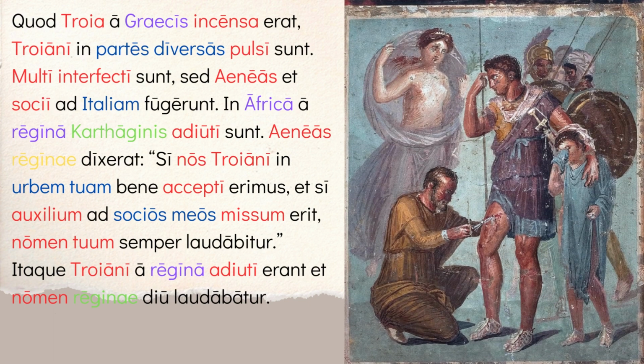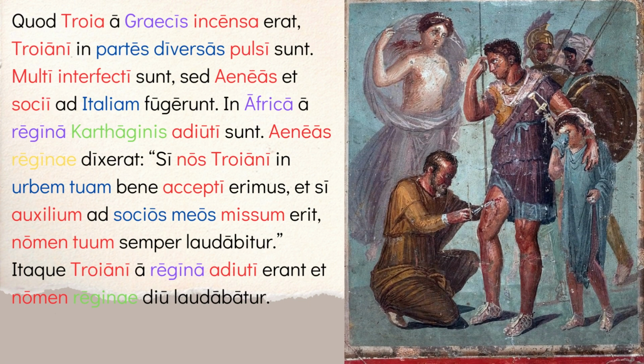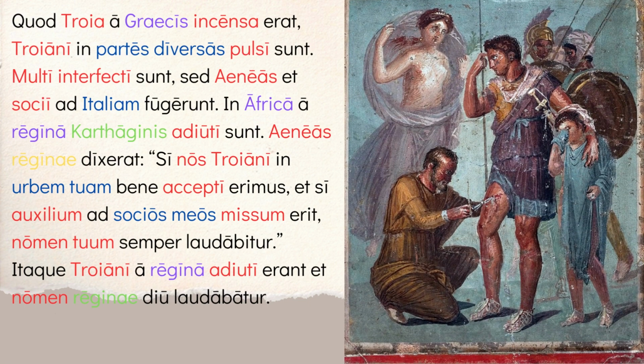Okay, so the story's talking about Aeneas, and it picks up like this. You have: quod Troia a Graecis incensa erat, Troiani in partes diversas pulsi sunt. So he's saying because Troy, or since Troy, incensa erat. Incensa is a fourth principal part of the verb to burn, and it has the imperfect form of esse with it, incensa erat. Now the incensa is matching Troia, my subject.